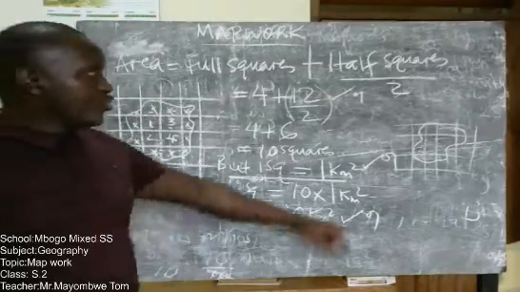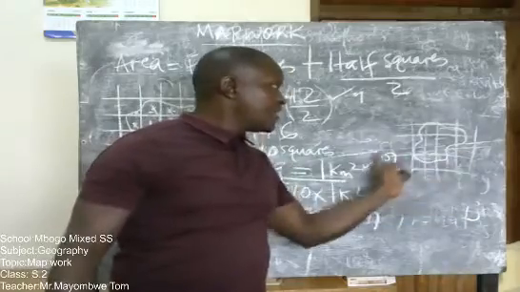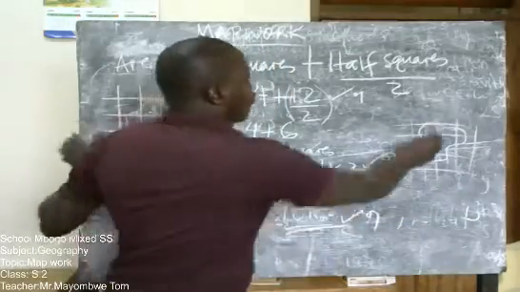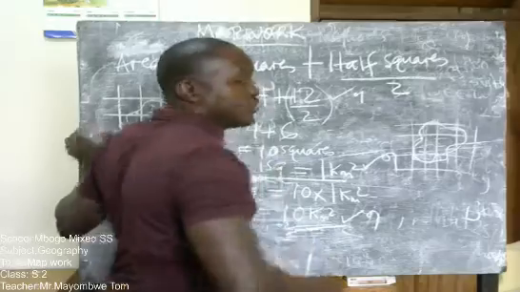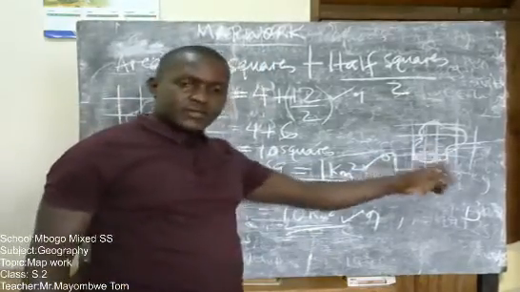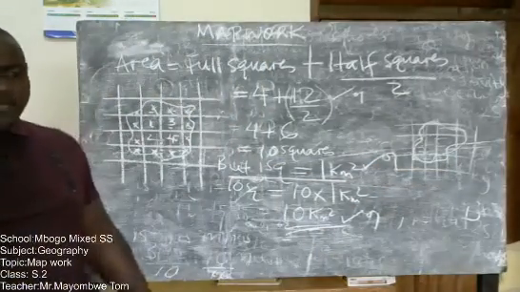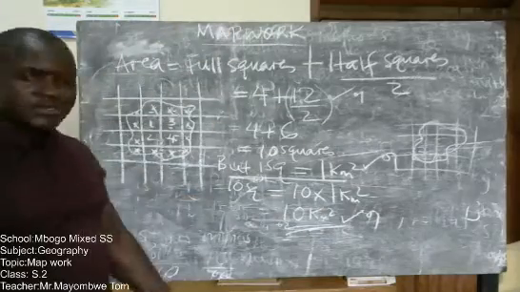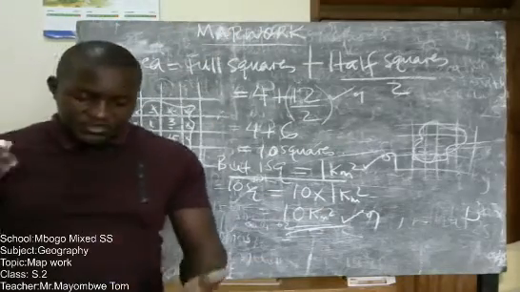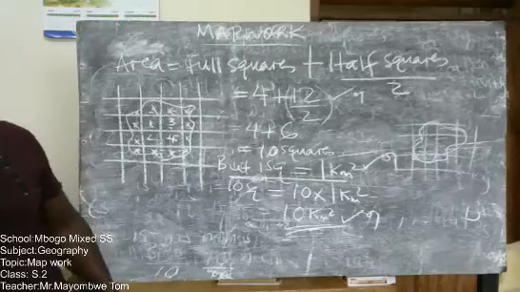I've said draw vertical lines and horizontal lines. Put in a shape of your own choice. Call it a forest. Then calculate its area, and follow all these steps. First count the full squares. You first write the formula.